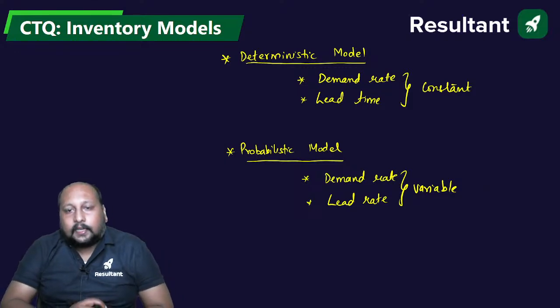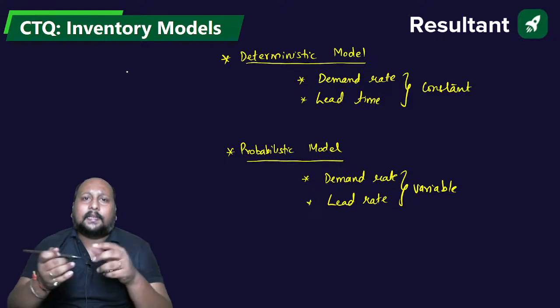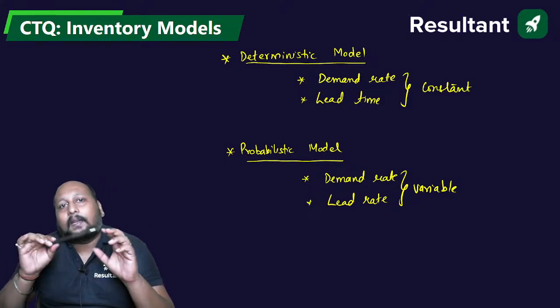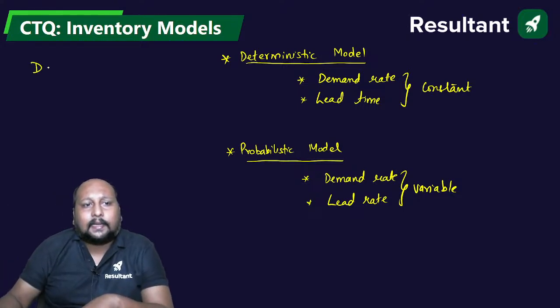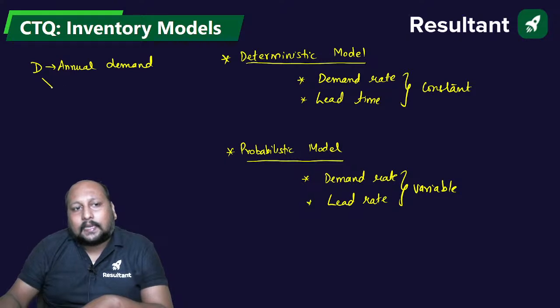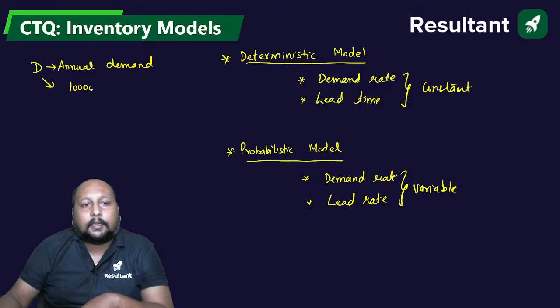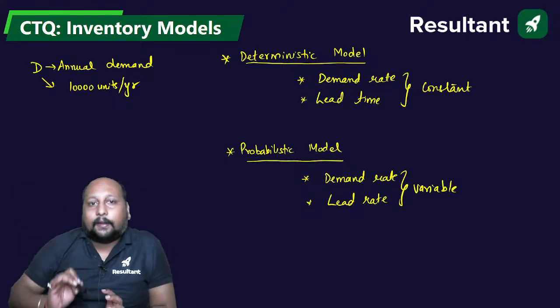understood. Now we need to understand what the demand rate is. Let us suppose we take an example of this pen. The annual demand of this pen is, let's say, 10,000 units. Okay, let us suppose I'm denoting capital D as annual demand. And I'm assuming that this annual demand for this pen is 10,000 units per year. That means this is the annual requirement of this pen in our inventory.